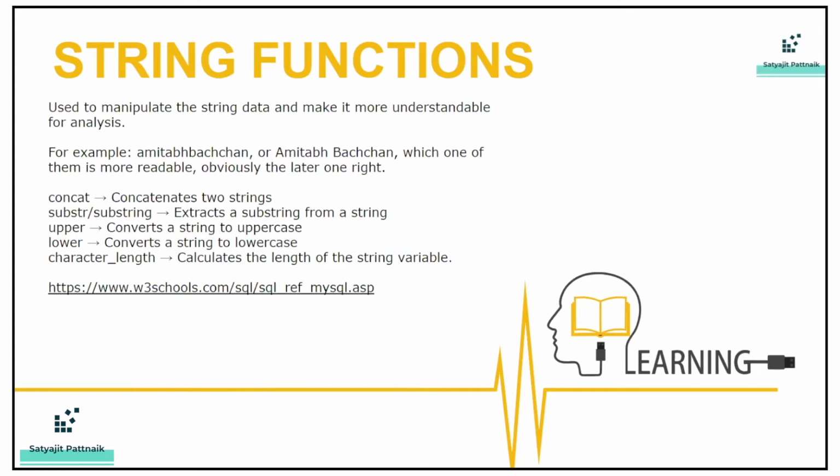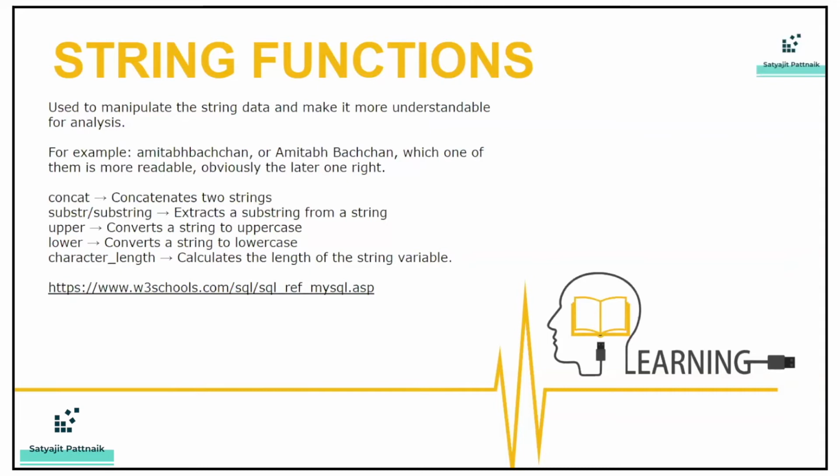Now, for example, if you have AmitabhBachchan written like this or Amitabh space Bachchan, which one of them is more readable? Obviously, the latter one, right? So let's see how many string functions we have. We have more than 50 string functions, so I'll talk about just 5 of them. You can extract some time from your calendar and look at the various other string functions. You can refer to this particular link which I have provided. So let's try to understand concat, substring, upper, lower, and character length.